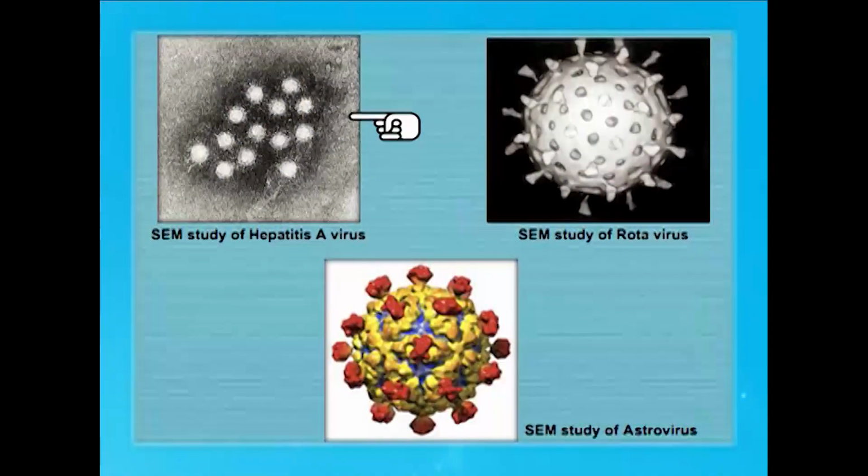Now we come to the different foodborne pathogens. What are the different pathogens that can enter through our food? It includes the different enteric viruses like the hepatitis A virus causing jaundice, rotavirus causing severe dysentery or diarrhea, and astrovirus also doing the same. These are the electron microscopic figures of these types of viruses entering through contaminated food and water.